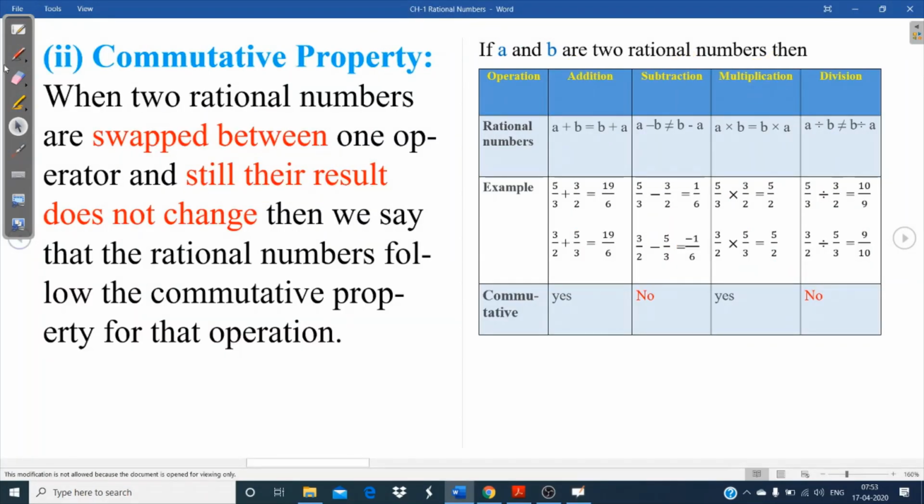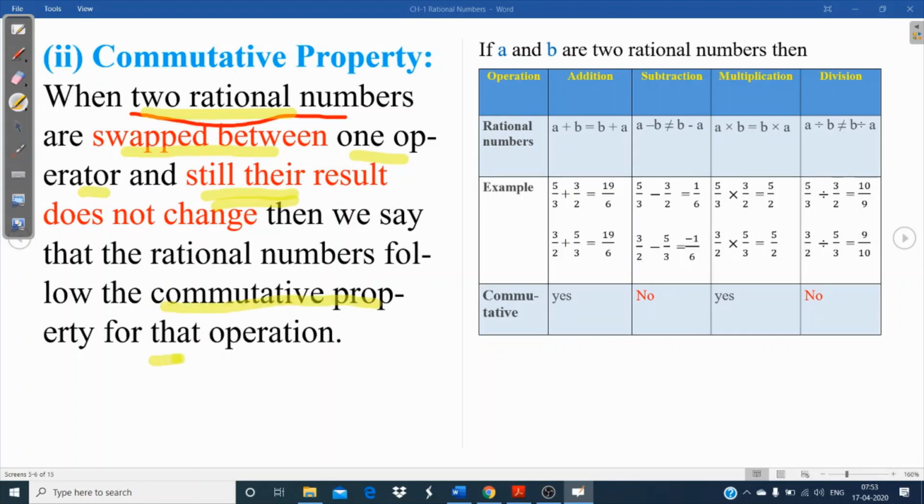Our next property is the commutative property, which is our second property. In the commutative property, two rational numbers are swapped, meaning they are changing their position around the operator. And if you are still getting the same result in both cases, then we can say that the operator follows the commutative property. Now we will see this with the help of examples.